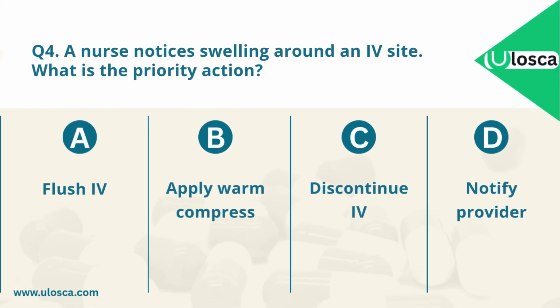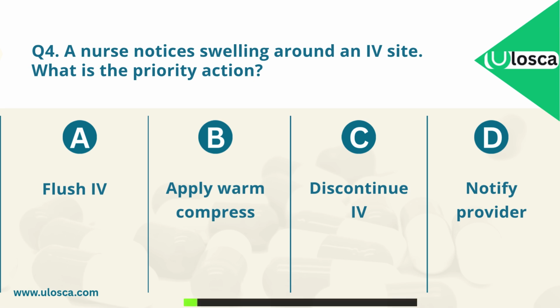Question 4. A nurse notices swelling around an IV site. What is the priority action? A. Flush IV. B. Apply warm compress. C. Discontinue IV. D. Notify provider. Which one is the correct answer?